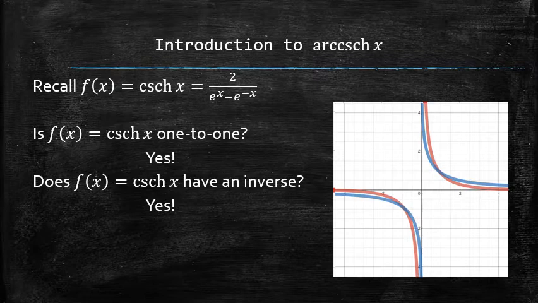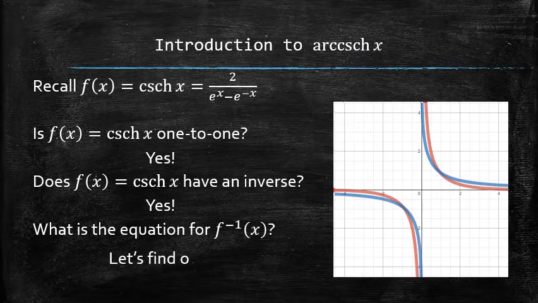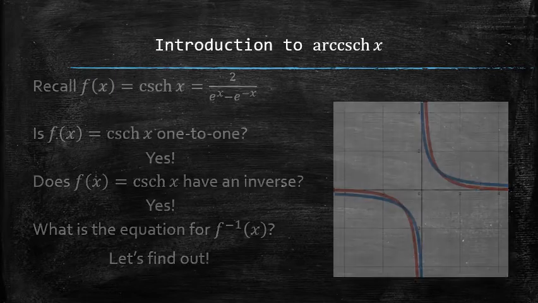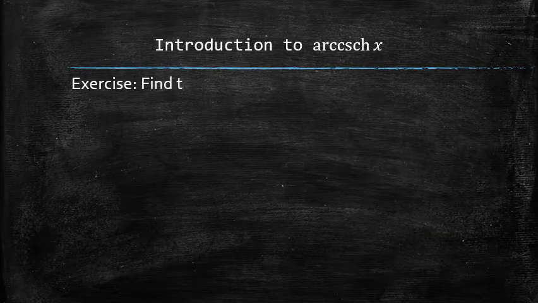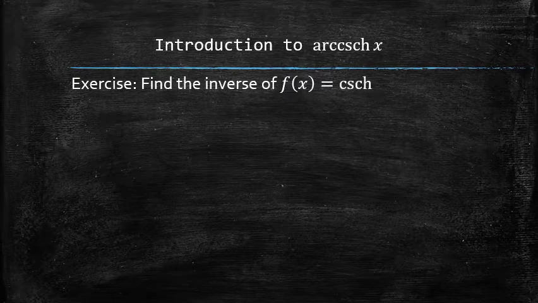However, it is not a new function, and we have seen this function before. So what is the equation of this function? Let's find out. Let's find the equation of the inverse of the hyperbolic cosecant function.